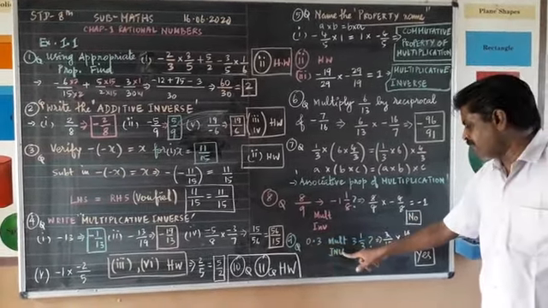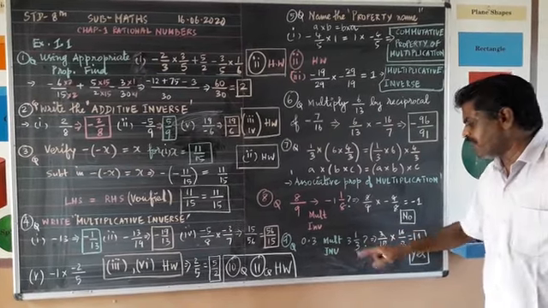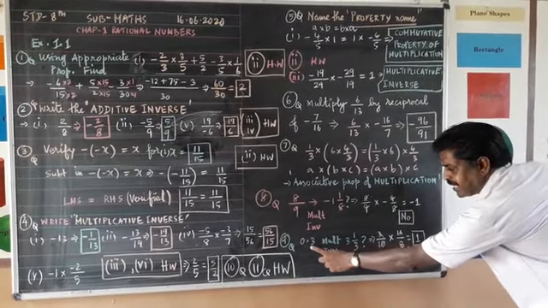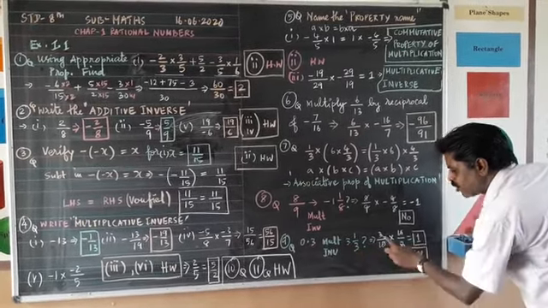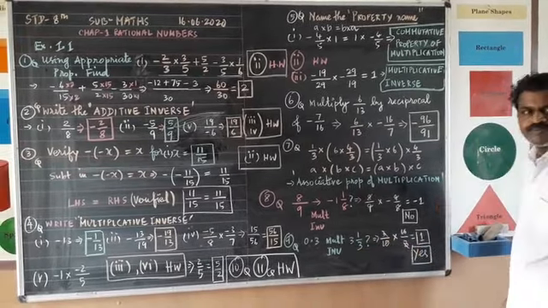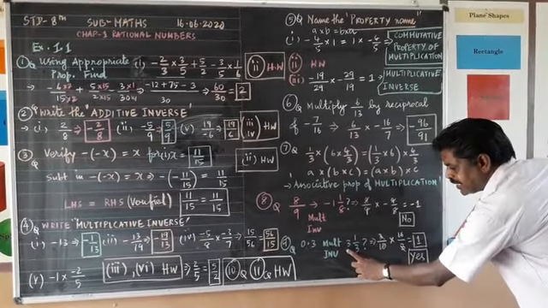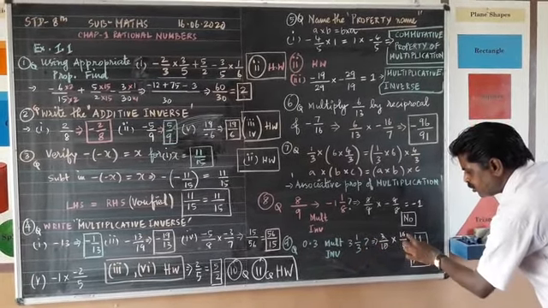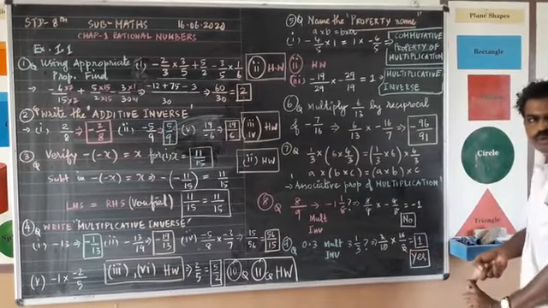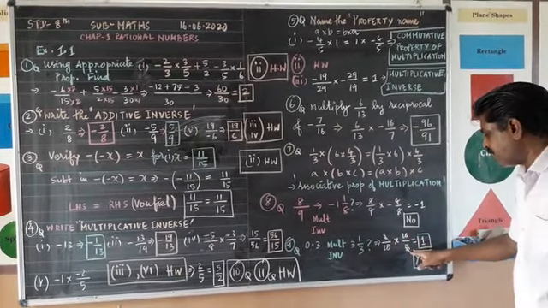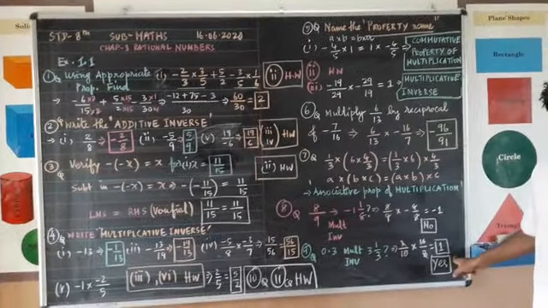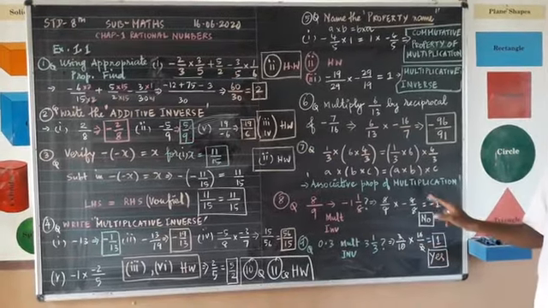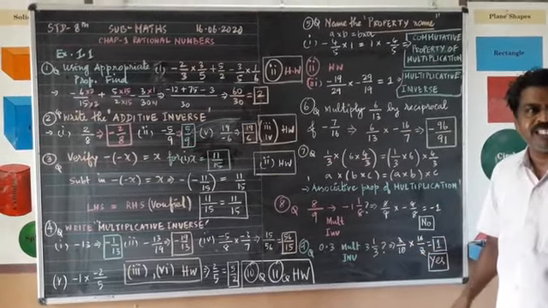0.3 is the multiplicative inverse of 3 1 upon 3. Is it true or not? They are asking. Same thing I am doing. 0.3 is what? We can remove the decimal. So 1 decimal is there, 3 upon 10. Here you convert 3 1 upon 3 into a fraction: 3 threes are 9 plus 1, 10, so 10 upon 3. If you multiply these two, what will you get? 3 upon 10 into 10 upon 3, cancel it. You will get 1. Yes, it is true. 3 1 upon 3 is the multiplicative inverse.